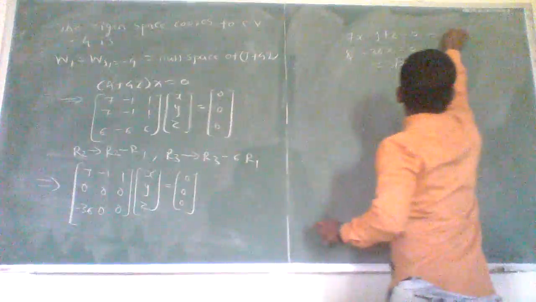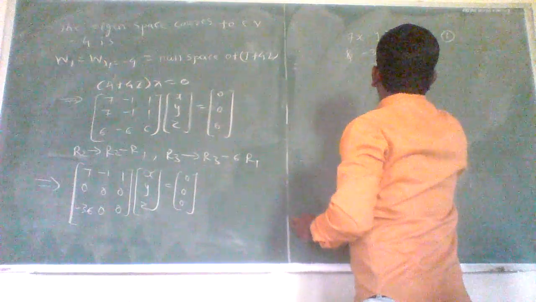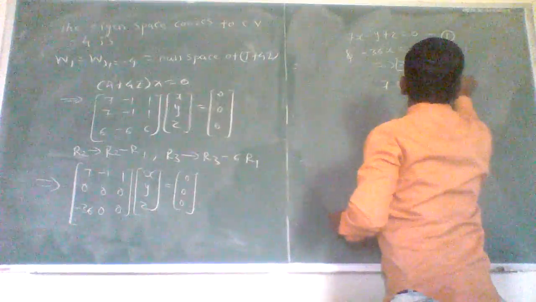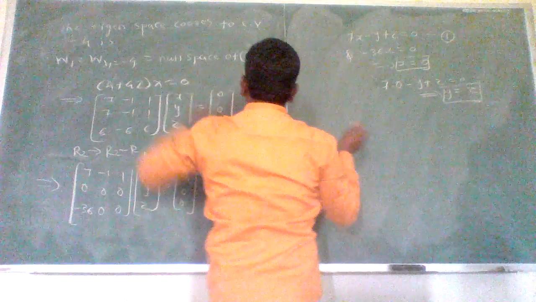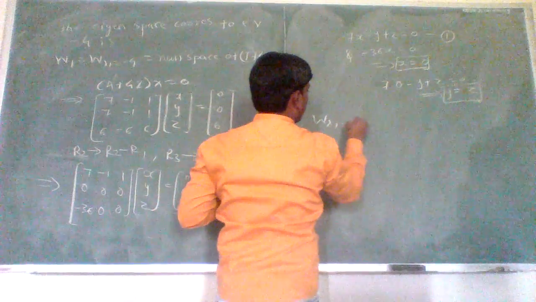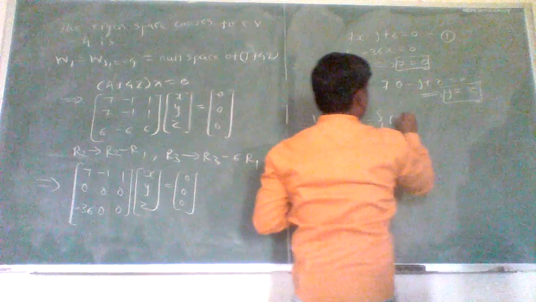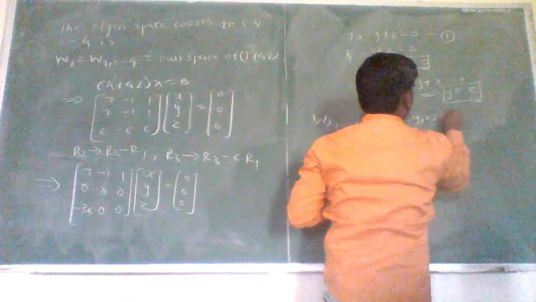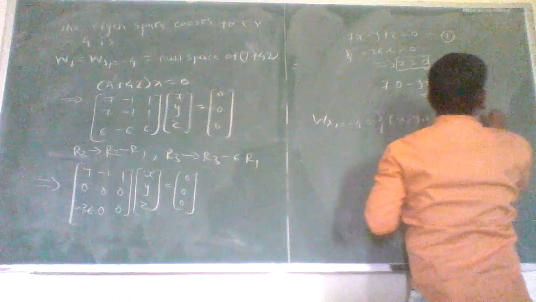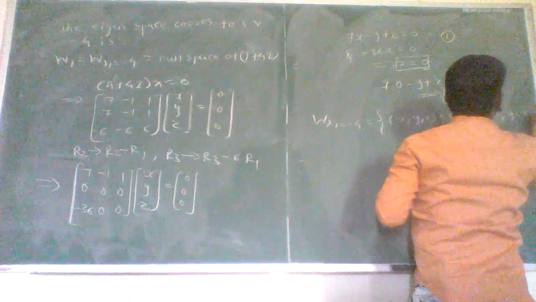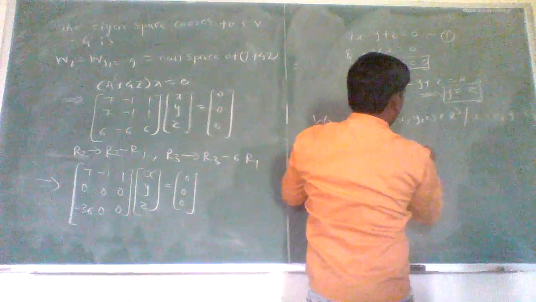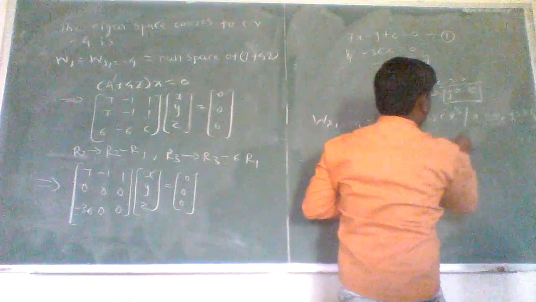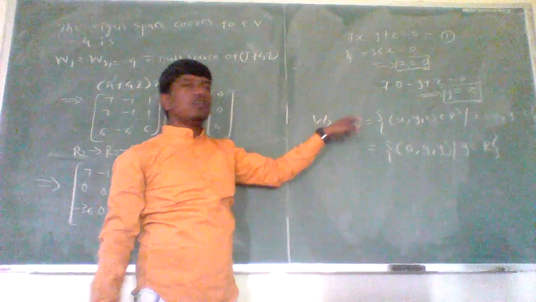As x equal to 0, then the first equation becomes 7 into 0 minus y plus z equal to 0, which implies y is nothing but z. So its characteristic space W for lambda 1 equal to minus 4 contains all x, y, z belonging to R3 such that x equal to 0 and y equal to z. That is, it is nothing but (0, y, y) whenever y belongs to R.